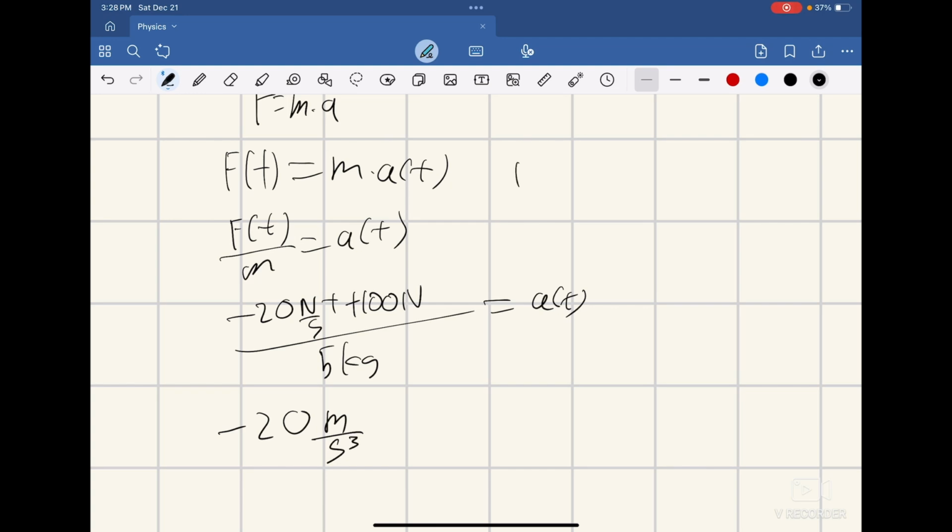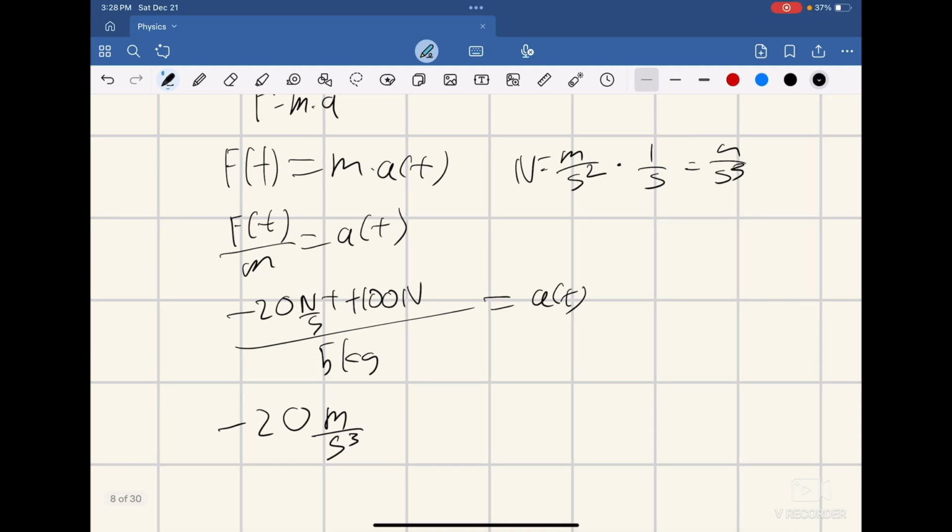Because newtons is given by meters per second squared, and if we multiply that by per second, it becomes meters per second cubed, right? Times t plus 100 meters per second squared. Oh, it's not 100, I forgot to simplify this. This should be 4, and this should be 100 divided by 5. 100 divided by 5 is 20. So 20 meters per second squared is equal to a of t.